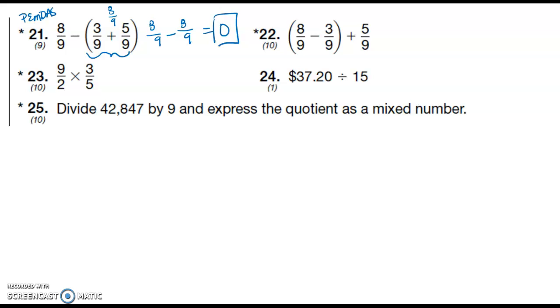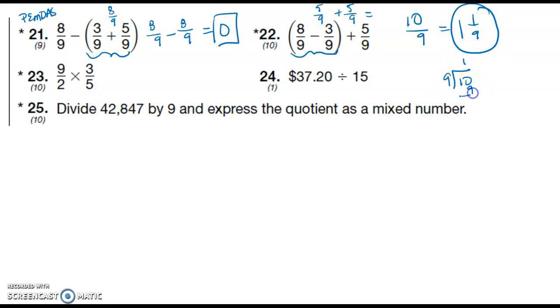Okay? And what they're showing you with 21 and 22 is that the associative property doesn't work for subtraction. So you'll see that they're the same numbers, but they've changed the parentheses, which is associative property. So here we have to do this part first. We have 8 minus 3, which is 5/9, plus 5/9 is equal to 10/9, which is equal to 1 1/9 if you divide it out. Okay. Let me change colors.